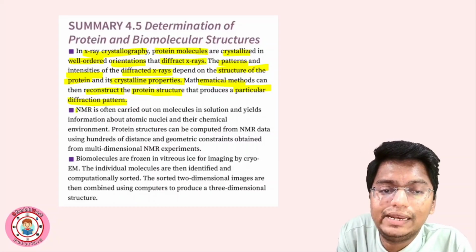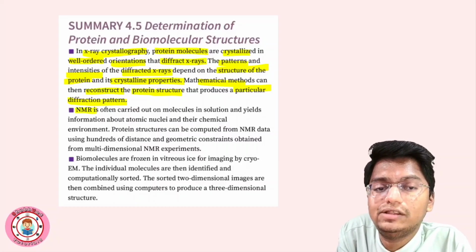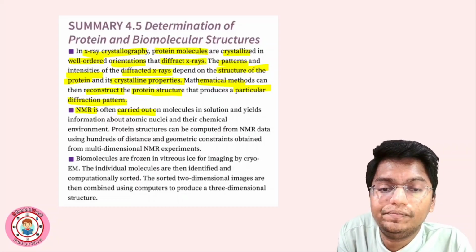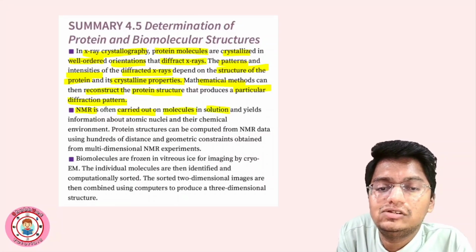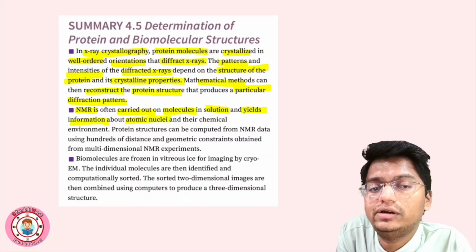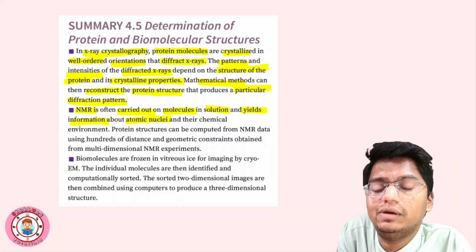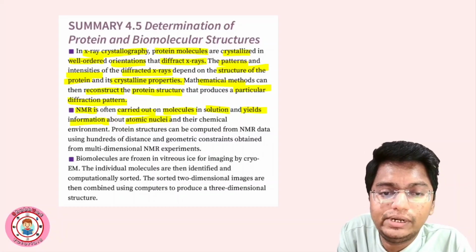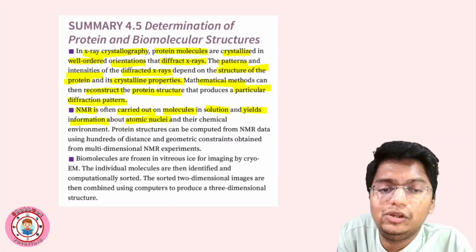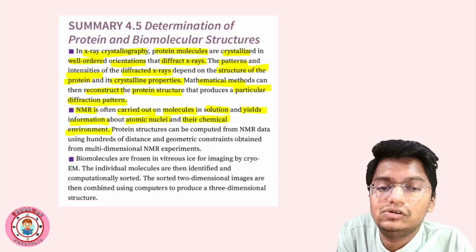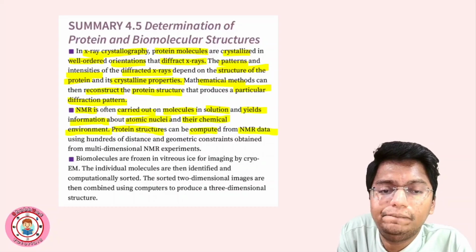Then NMR is what? Nuclear magnetic resonance. Is often carried out on molecules in solution and yields information about atomic nuclei. See, in short, to tell, NMR gives information about chemistry of the protein. Okay, so इसमें atomic nuclei है and the chemical environment. तो इसमें क्या क्या है? Protein structures can be computed from NMR data.